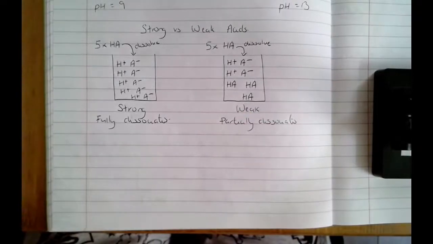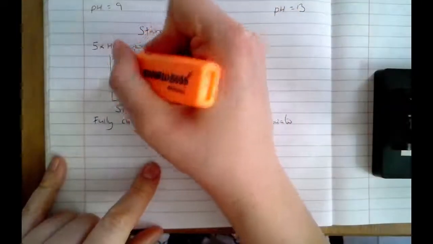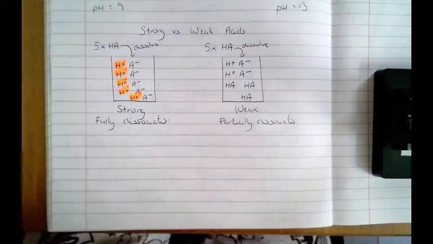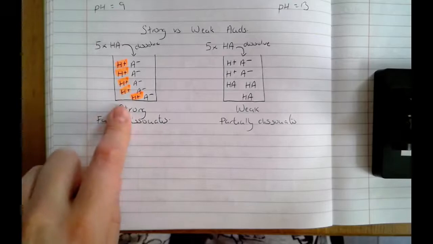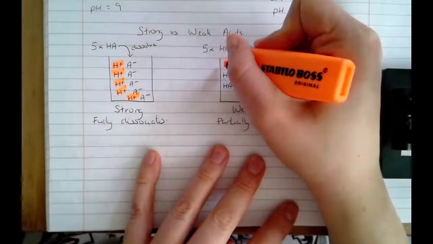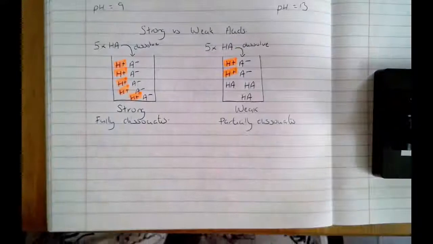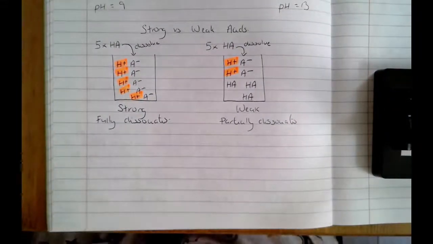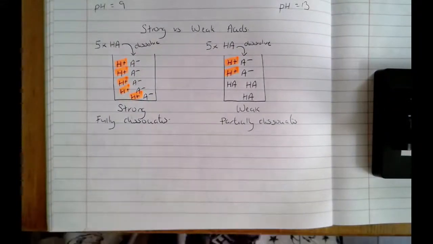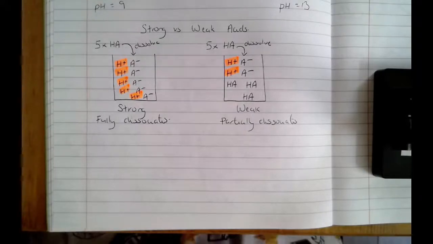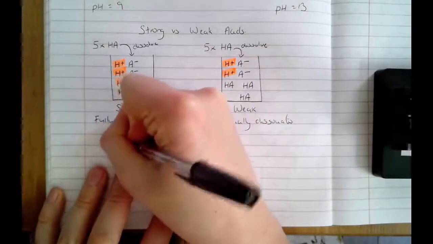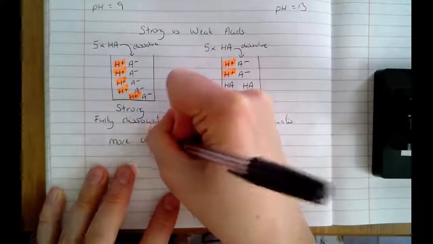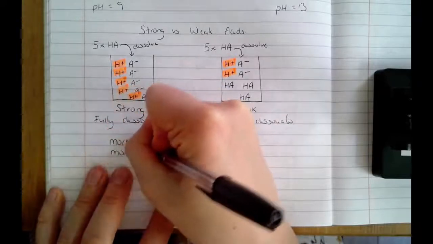But now we need to have a look at how this is going to affect pH. Well, we know that H+ ions are what make something an acid. On the acid here on the left, I've got 5 H+ ions, whereas on the right I've only got 2 H+ ions. So they are both acids, but which one is more acidic? Well, it's going to be this acid here on the left that is more acidic. It's more acidic because it's got more H+.